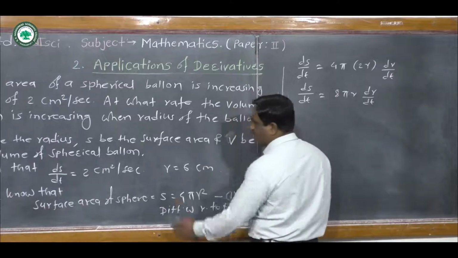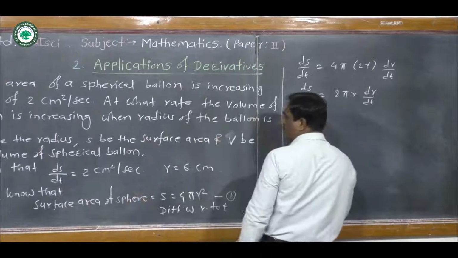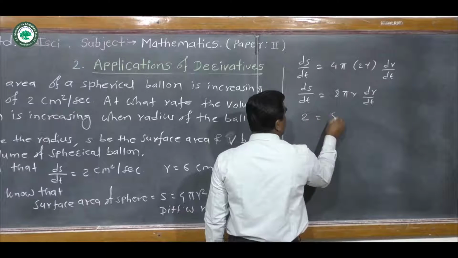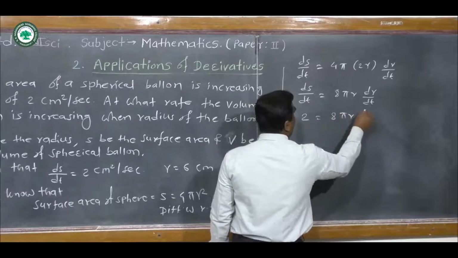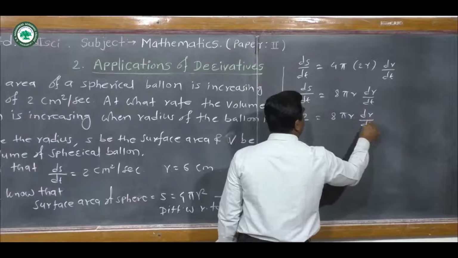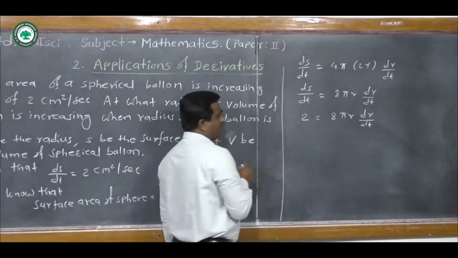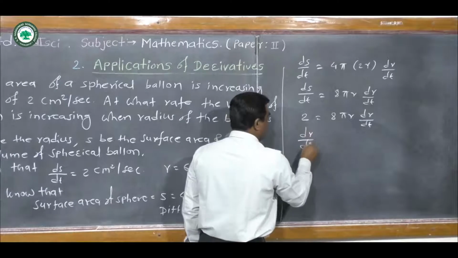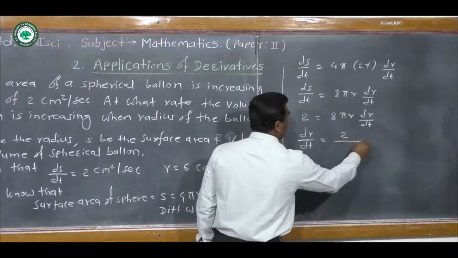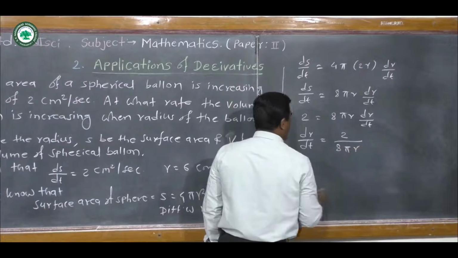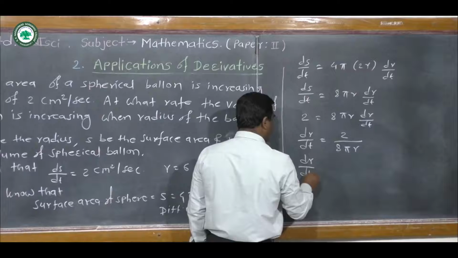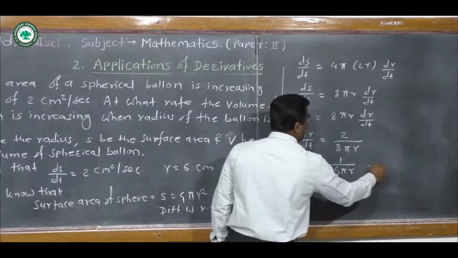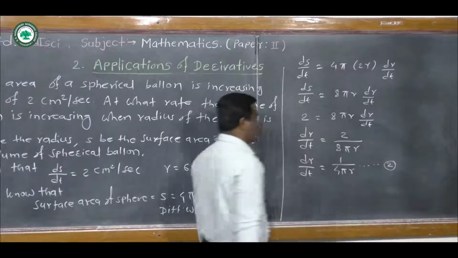But we are given dS by dt. dS by dt is equal to 2 centimeters squared per second. Therefore, 2 equals 8π r into dr by dt. That is, we can find dr by dt, the rate of change of radius. dr by dt is equal to 2 upon 8π r, that is, dr by dt is equal to 1 upon 4π r. Call this equation number 2.